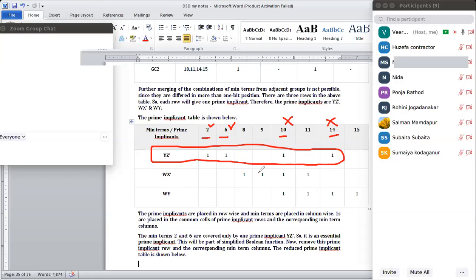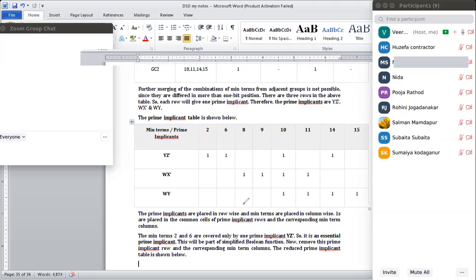Correct? Why? Because 2 and 6 are covered only by YZ bar. 10 and 14 are also covered by the other prime implicants. For an essential prime implicant, it should be covered by only one prime implicant. That is why it is called an essential prime implicant. So 10 and 14 are not essential prime implicants.